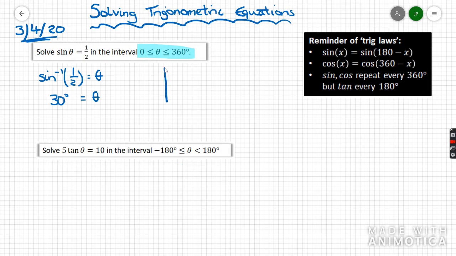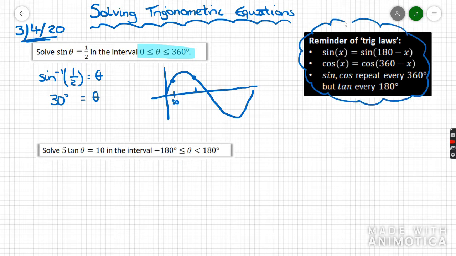If we think about what our sine graph looks like, from 0 to 360, there is more than just one point where sine will equal a half. I will have 2 points. One will be at 30, and then I'll have another one in here. And this is where our trig laws become really, really important.